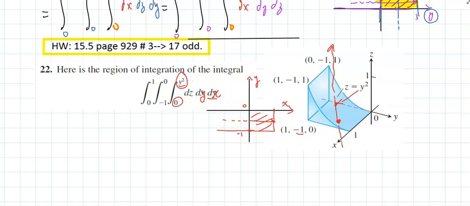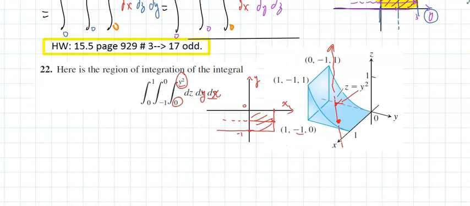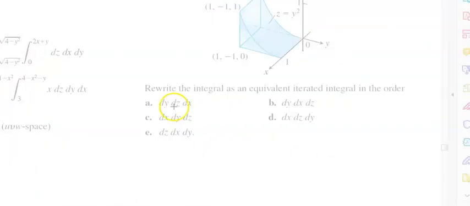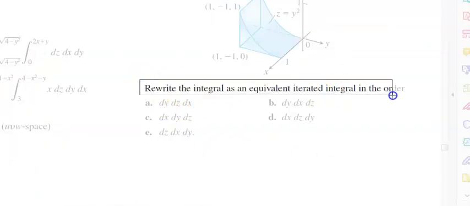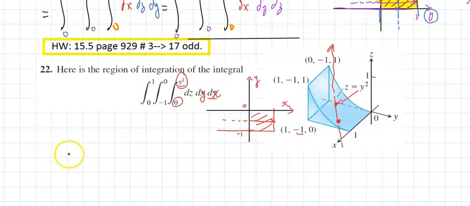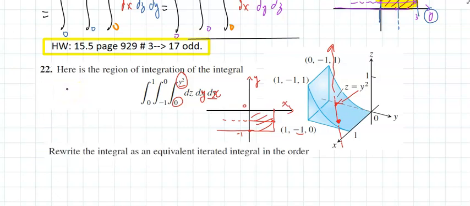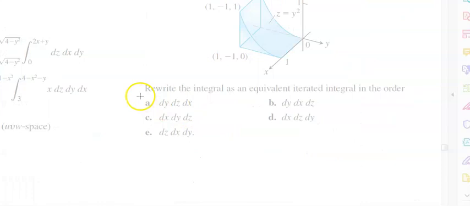But anyways, let's continue the problem. We'll figure that out once we get the rest. This is what they want. They want us to continue and fill in all of those. Rewrite the integral as an equivalent different order. That's really annoying. That's odd. Okay, let's go by the first one.